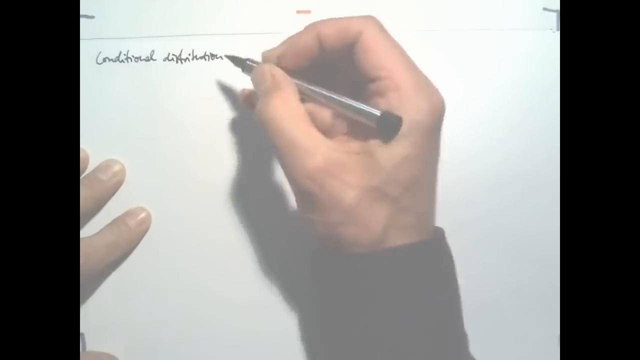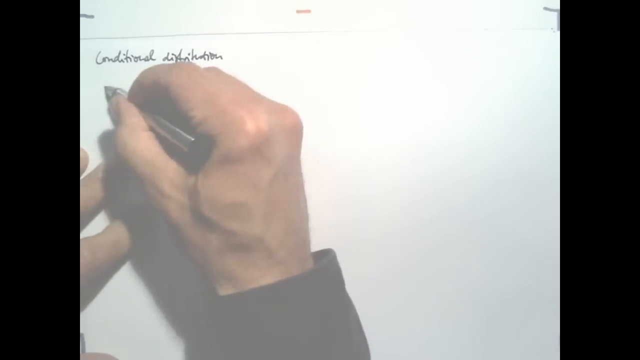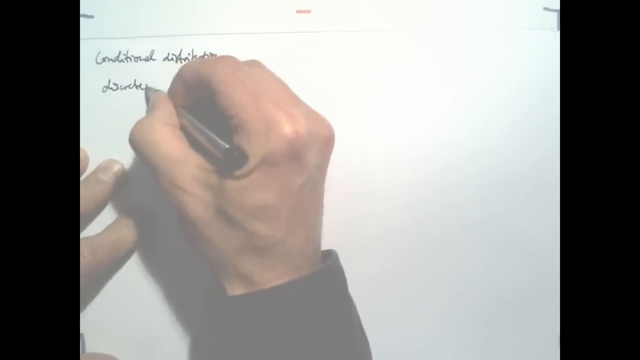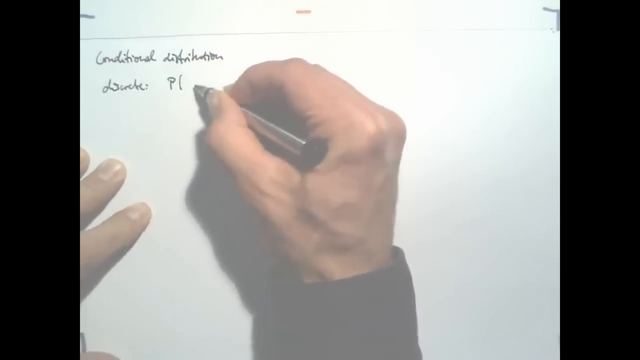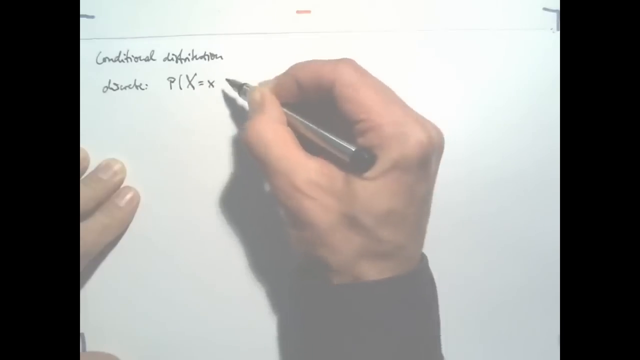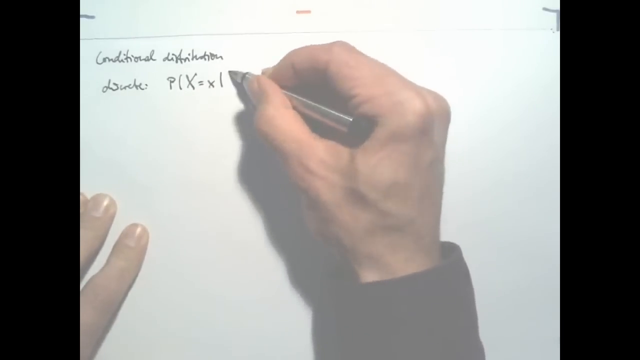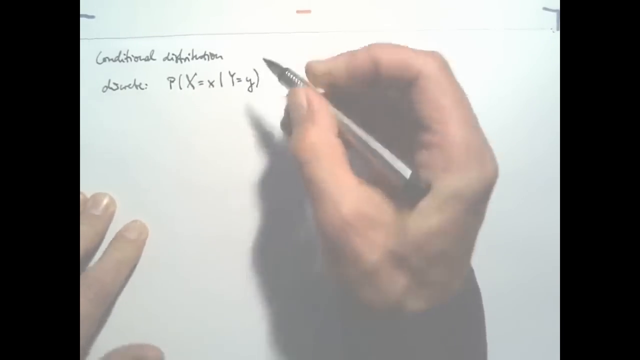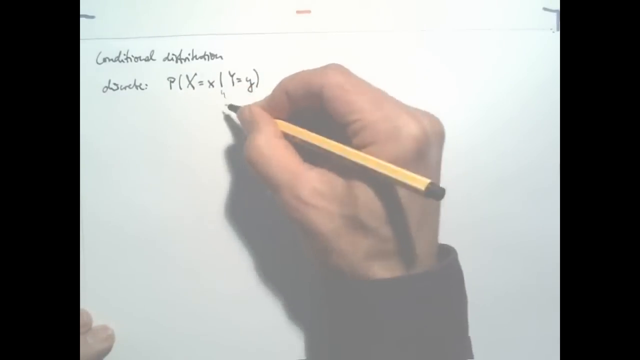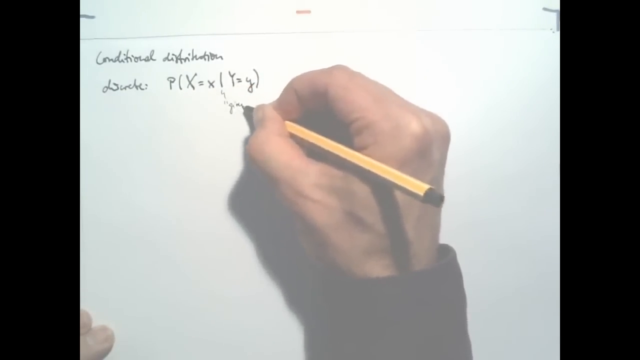In the discrete case, it's written as follows. The probability that X takes value X, given that Y equals Y. So this vertical bar is read as given that.